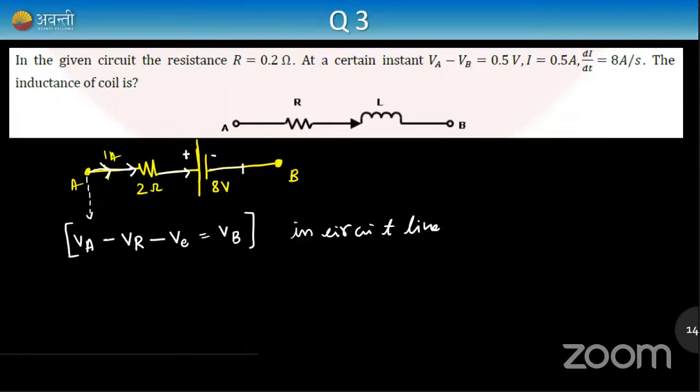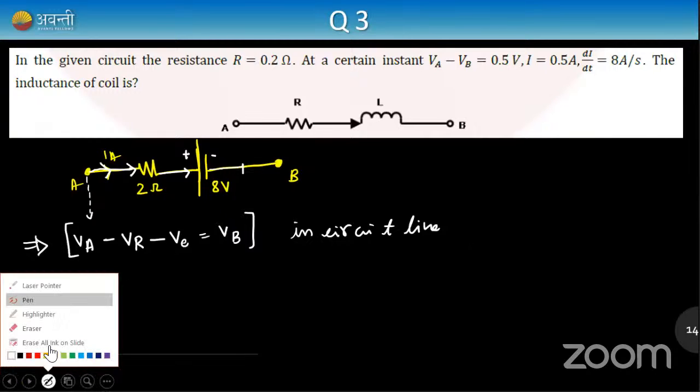Am I clear, guys? Did you get how I did this? Click on yes if you have understood how I wrote this. Okay, good, very good, guys. Awesome. So the same thing I'm going to do here.